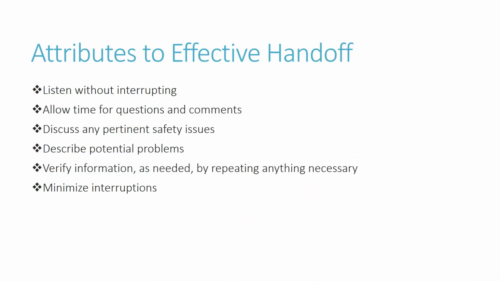What are some attributes to an effective handoff? You should listen without interrupting. Allow time for questions and comments. Do not rush to get to your next patient or to do your charting. Discuss any pertinent safety issues. Describe potential problems. Verify information you are unsure of. Minimize outside interruptions, and provide opportunities to review patients' medical history.